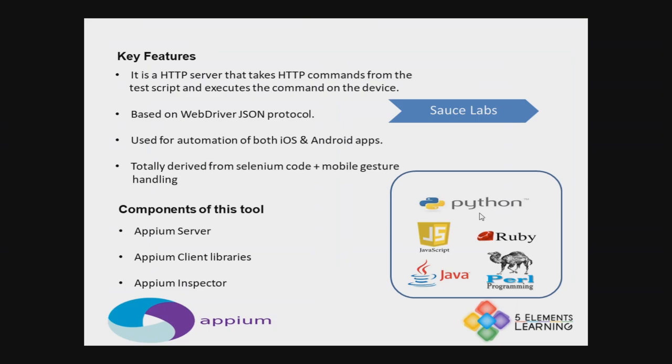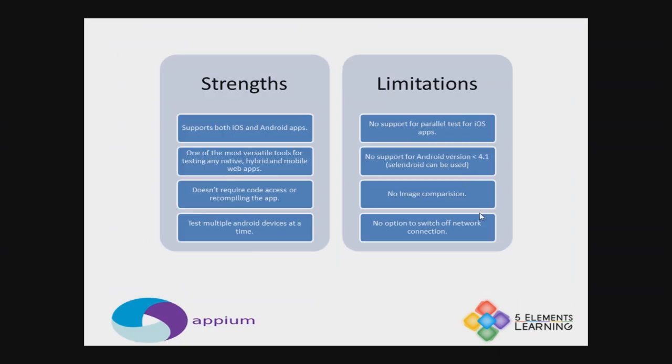It supports automation of both the platforms, whether iOS or Android, again because of its architecture. And since it is totally derived from Selenium code, all the benefits of object-based identification on which Selenium is based, along with the Selenium commands and advanced mobile commands, are all supported by APM. The different components which we are going to install on our tool are APM server, client libraries, and the inspector.